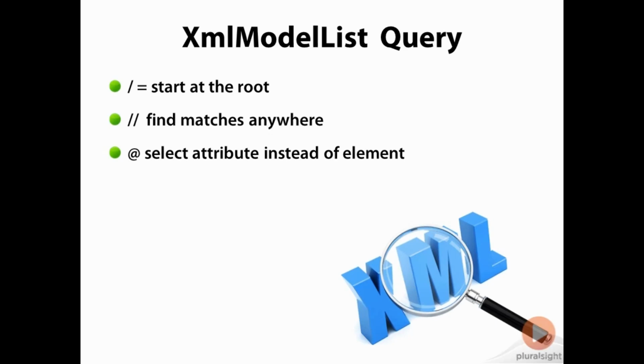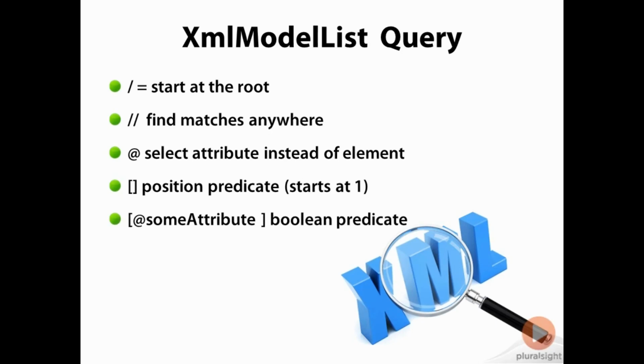The square brackets specify a predicate, and there are 2 basic flavors, positional and Boolean. If the query would return multiple elements, you can use the positional flavor to specify the single specific element you want. And just to confuse us poor C++ programmers, the first element does not start at 0, it starts at 1. You can also use the square brackets and some logical operators to specify elements that also have specific attributes. This is the Boolean flavor.